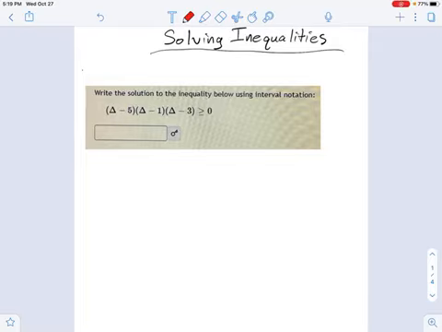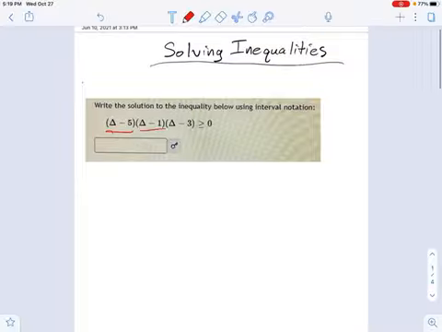In this example, we're asked to find the solution to a cubic inequality. Okay, I've got three factors here, x minus 5, x minus 1, and x minus 3. Taken together, this makes a cubic function, which is factored for us, thankfully. And we're asked to solve it using interval notation.